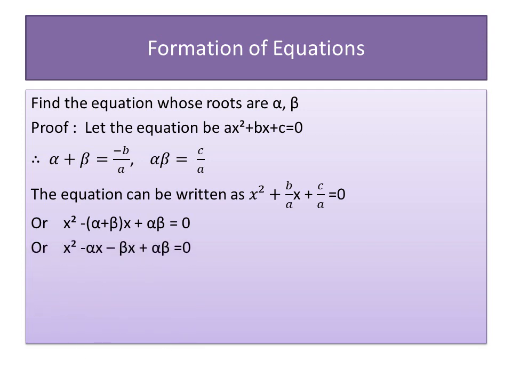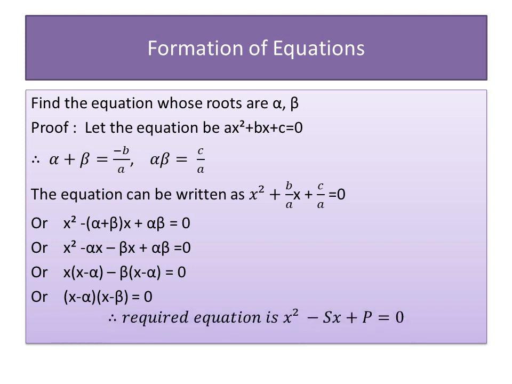Or we can write further x² − alpha x − beta x + alpha beta = 0. If I segregate them, the first two parts and the last two parts, I get x common, x minus alpha, minus beta common, x minus alpha, equal to 0. Taking x minus alpha common from both parts, we get (x − alpha)(x − beta) = 0. This implies that the factors of this equation are alpha and beta.